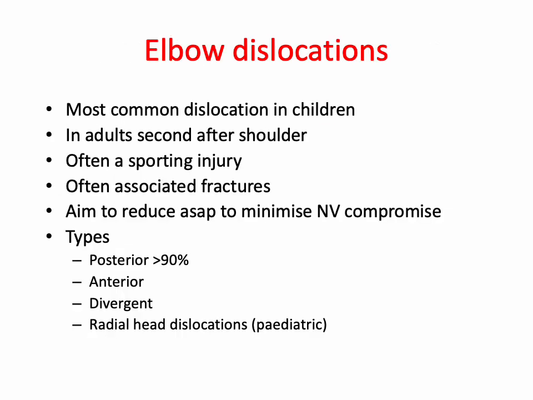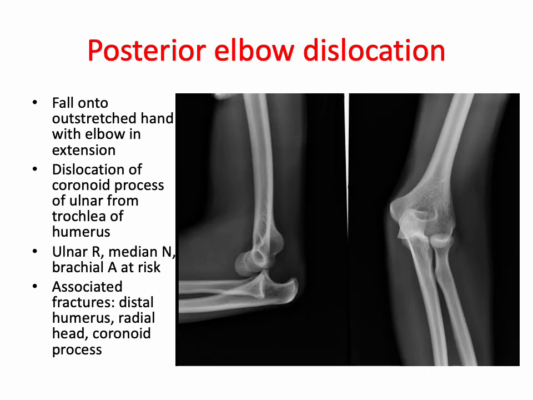Elbow dislocations are the most common dislocation in children, and often occur in sporting injuries. The aim is to reduce to minimise the likelihood of neurovascular compromise. You can have posterior, which are the vast majority, anterior and divergent dislocations, and radial head dislocations, which we've already discussed, often associated with fractures as well.